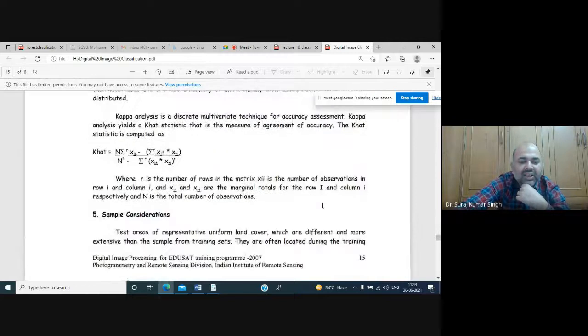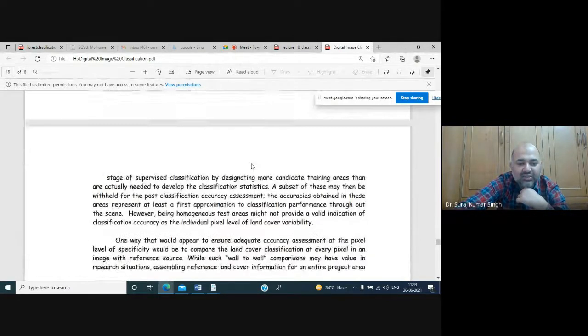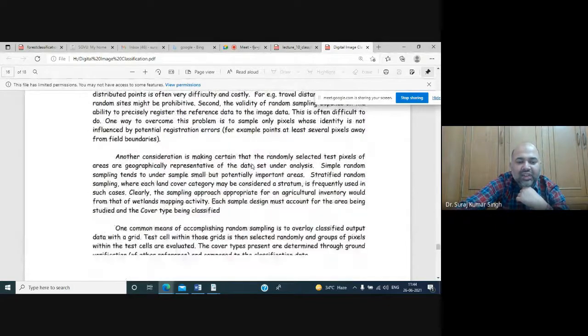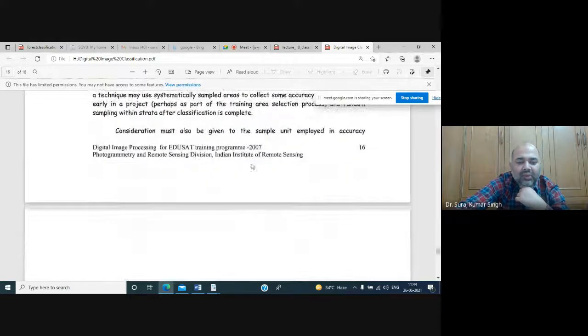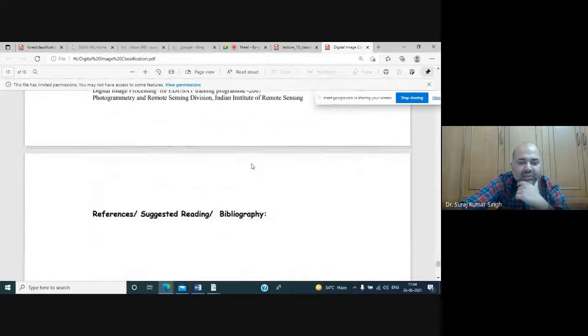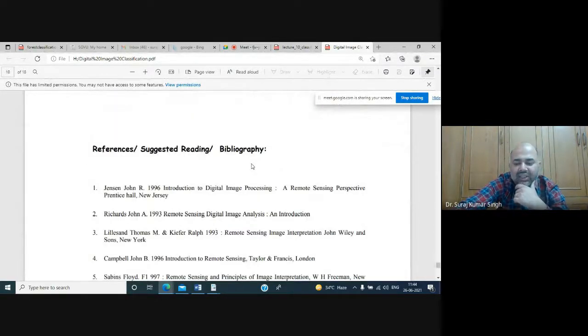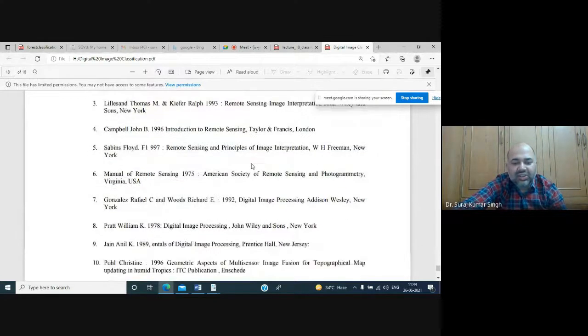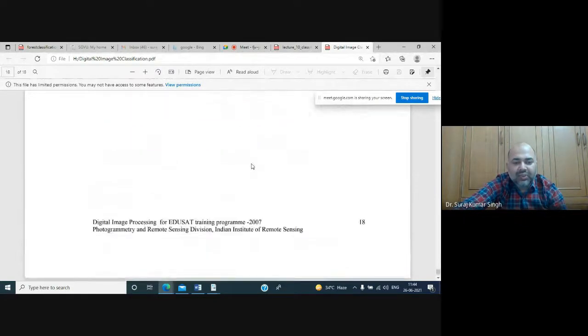And finally, the kappa coefficient value is generated. So this is the entire operation that you will be performing for your accuracy assessment, where the various land use land cover categories are taken into consideration for classifying the various land use land cover categories.